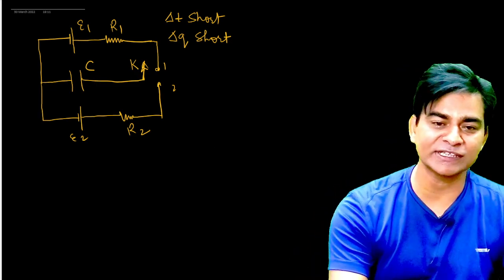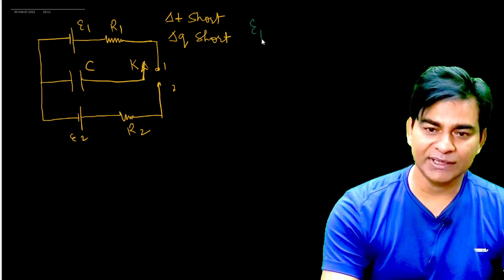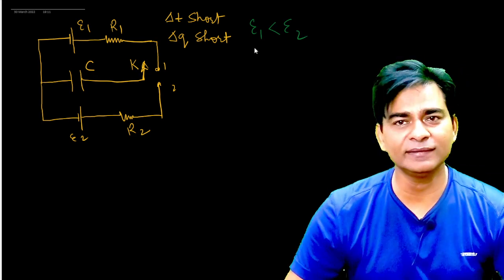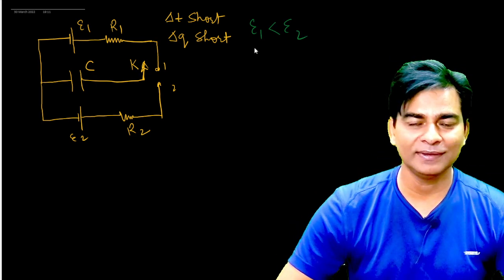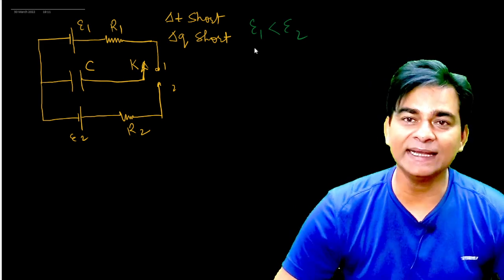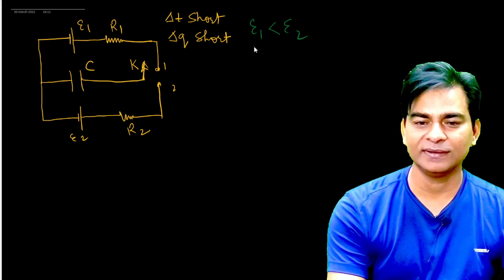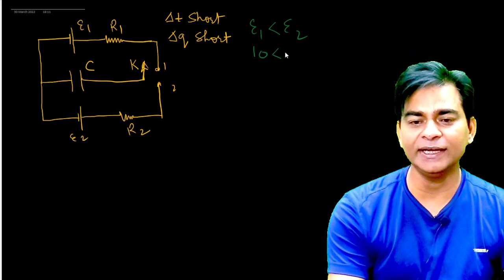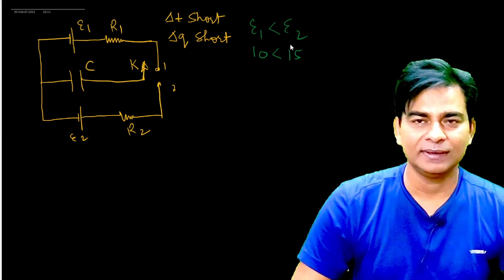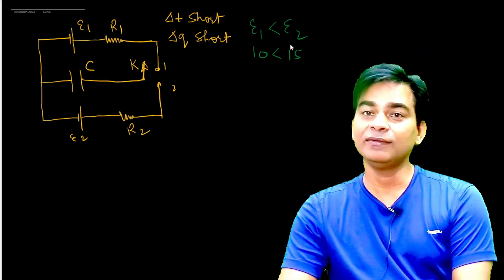Just make some situations. Let's say E1 is less than E2. It could be anything, E1 equal to E2. If E1 equals E2, no problem. But I say E1 is less than E2. For example, give them some values. I give E1 10 and E2 15. For example, the EMF of the upper battery is 10 volt and the lower is 15 volt.